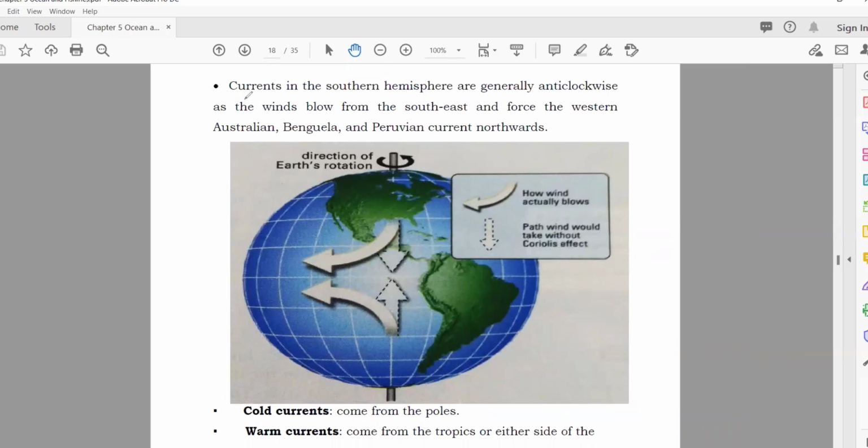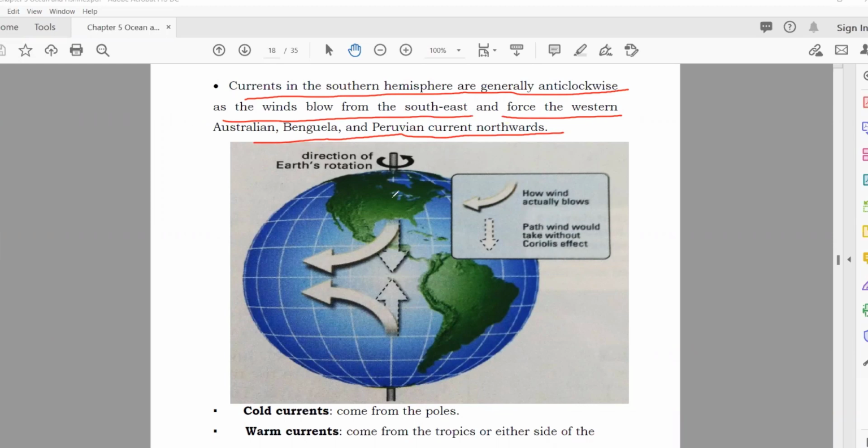Now, the currents in the southern hemisphere are generally anti-clockwise, as the wind blows from the southeast and forces the Western Australian, Benguela, and Peruvian currents northward. So here they are saying what happened.